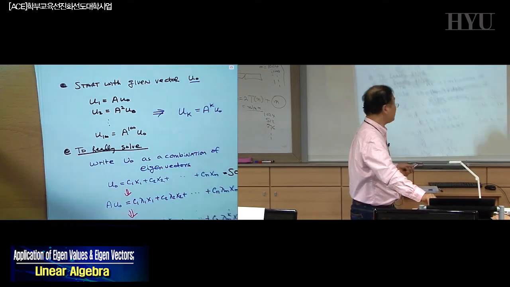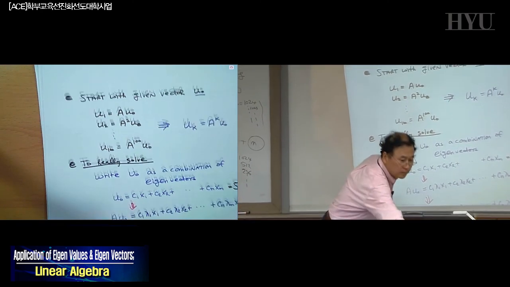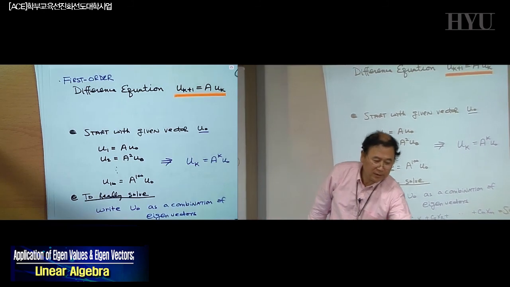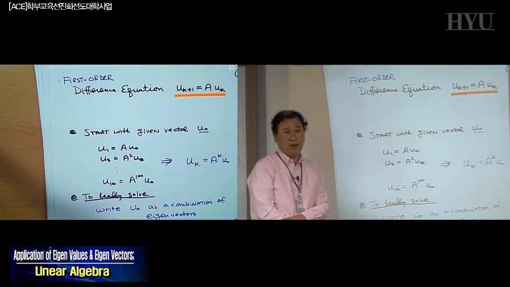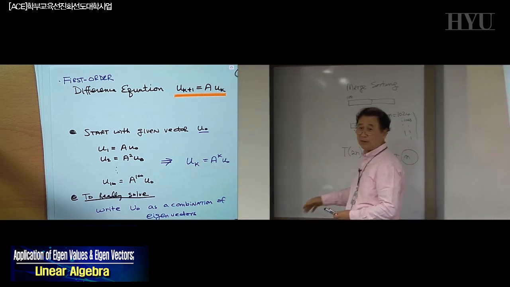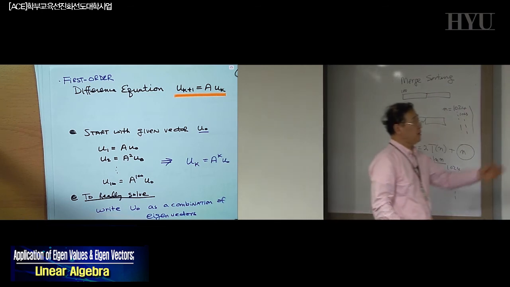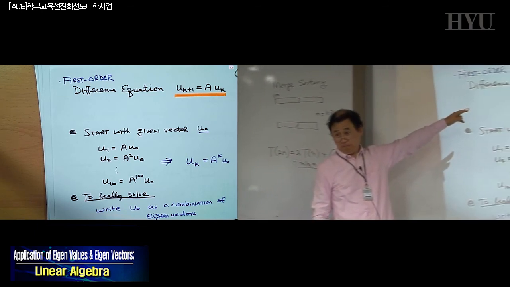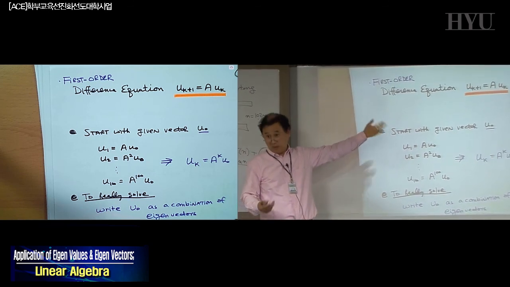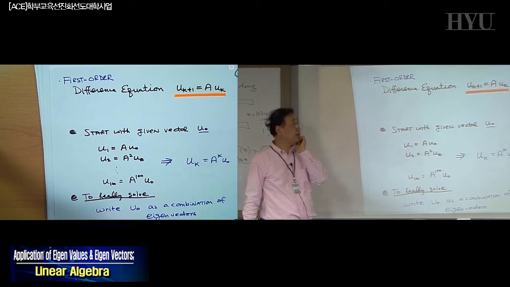Now the difference equation is in more vector notation. So u_{k+1} is A times u_k. All the previous equations were just for a single number, right? Not for a vector. Now u is a vector. This may be a 2-dimensional or 5-dimensional vector. u_{k+1} is A u_k.